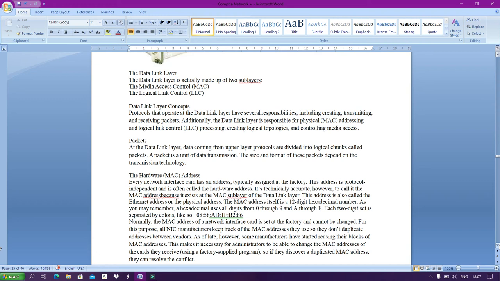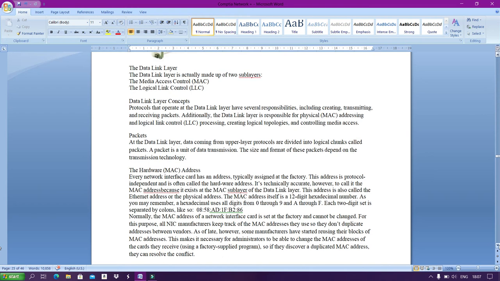At the data link layer, data coming from upper layer protocols are divided into logical chunks called packets. A packet is a unit of data transmission. Size and format of these packets depend on the transmission technology.